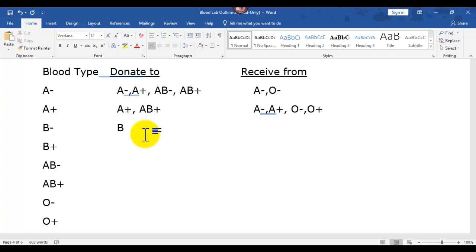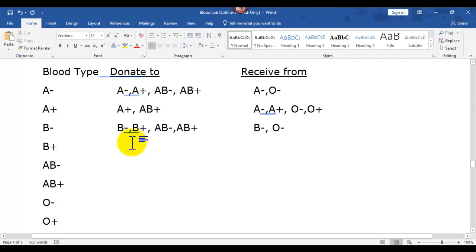B negative, who can B negative donate to? B negative, B positive, AB negative, AB positive. Oh, I invented a new blood type. AB positive. That's who they can donate to. Who can they receive from? I hope you're seeing a pattern here. B negative and O negative. That's who they can receive from.